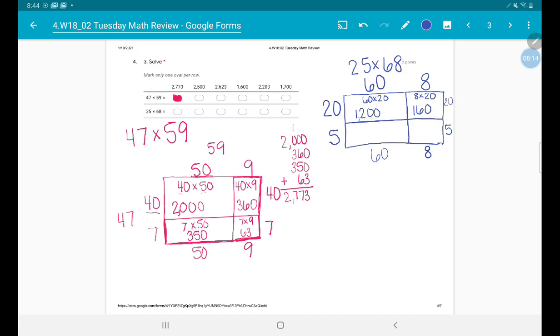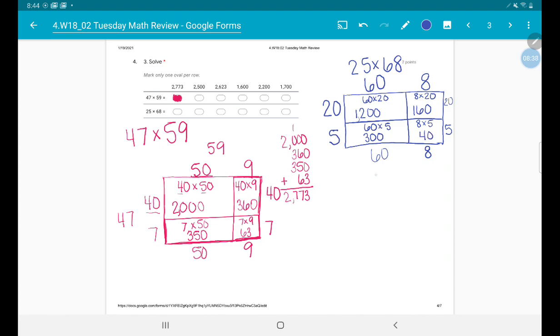Now to find the area of the section in the bottom left, I'm going to do length times width. So 60 times 5. 6 times 5 is 30. Add a 0, that will be 300. And for the last section, I'll do length times width. 8 times 5, and 8 times 5 is 40.